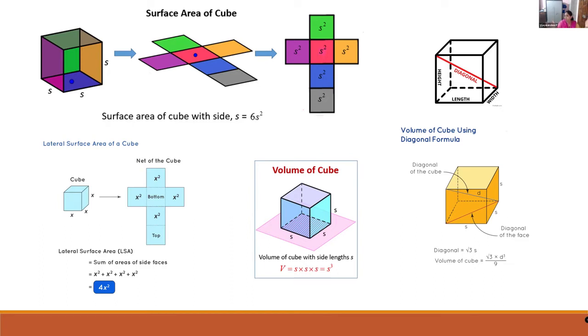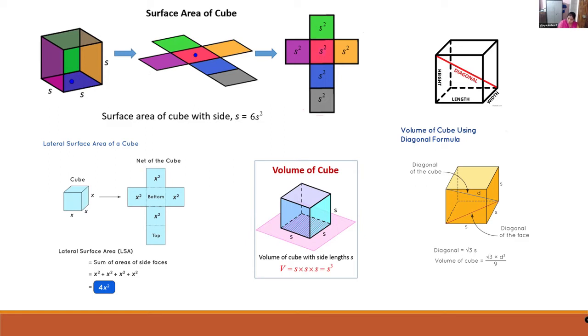Or stacking also we can help them. Stacking also we can say. So we can take the square sheet and stack the square sheets one over the other up to the height of S units. Then you will get the cube. Therefore, the volume of the cube is base area into height.